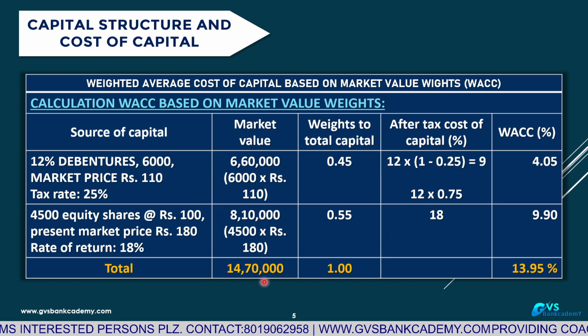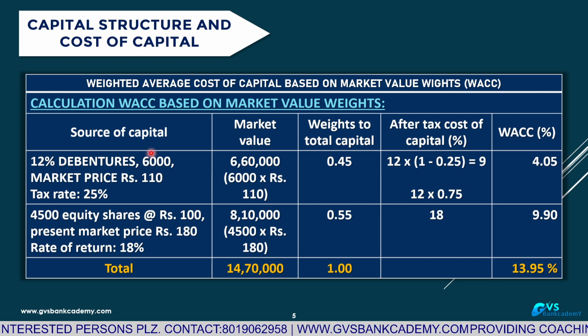Here book value we have not taken; market value we have taken. In the earlier problem we took book value. In this case, market value. What is the market value of the debenture? 110, whereas face value is 100. So 6,000 into 110 is the market value. In the same manner, 4,500 equity shares, each share 180, 4,500 into 180, 8 lakh 10,000.